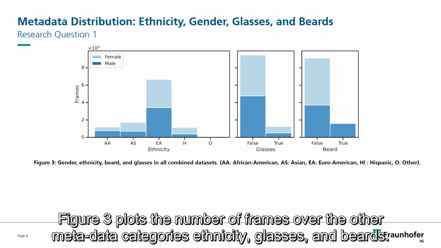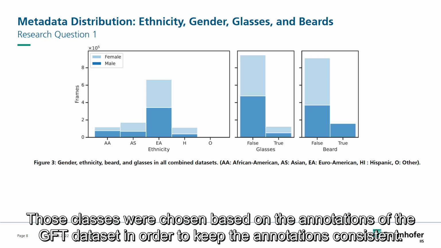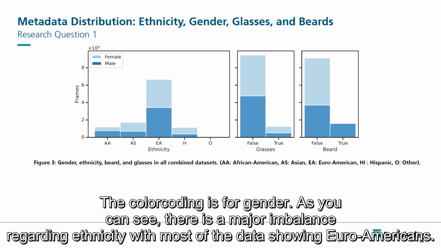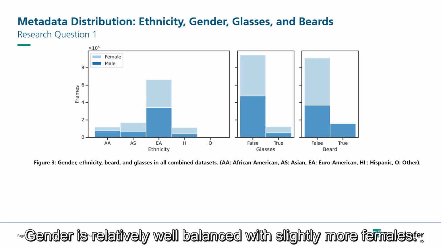Figure 3 plots the number of frames over the other metadata categories ethnicity, glasses, and beards. AA stands for African American, AS for Asian, EA for Euro-American, and O for other. Those classes were chosen based on the annotations of the GFT dataset in order to keep the annotations consistent. The color coding is for gender. As you can see, there is a major imbalance regarding ethnicity, with most of the data showing Euro-Americans. Glasses and beards are within what you would expect. Those annotations are rather important for the second research question when it comes to the algorithm evaluation. Gender is relatively well balanced, with slightly more females.